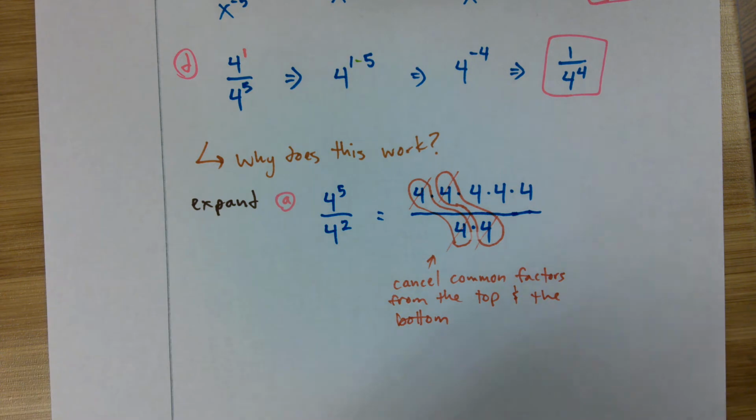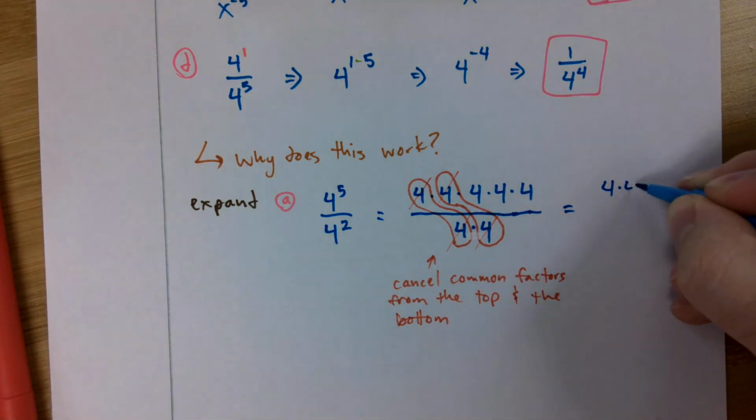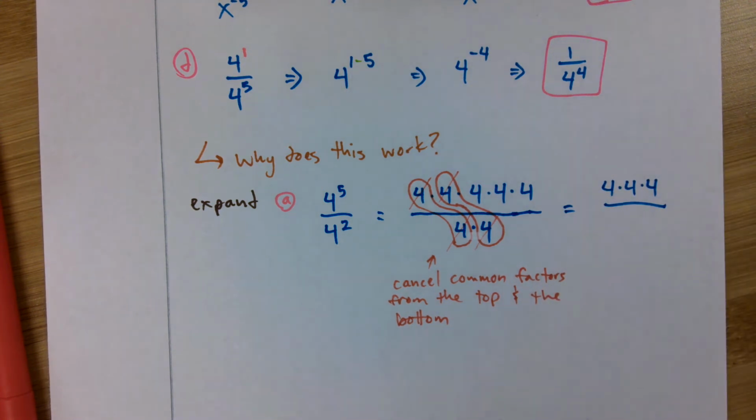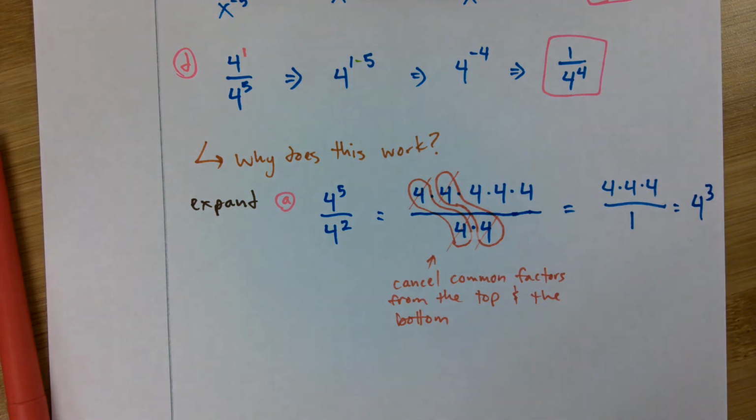How many 4s does that leave us with on the top? 3, right? 4 times 4 times 4. What do we have left on the bottom? Do we have anything left on the bottom? Is it 0? No, it's 1. We can't have a 0 in the denominator ever. 4 times 4 times 4 over 1. That's just equal to 4 to the 3rd power.